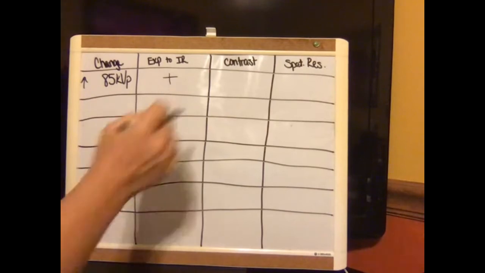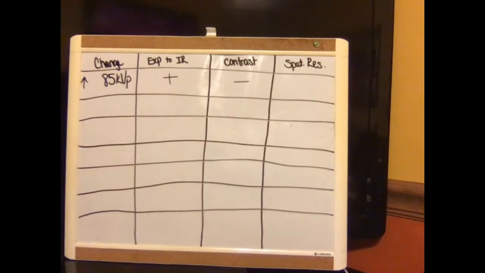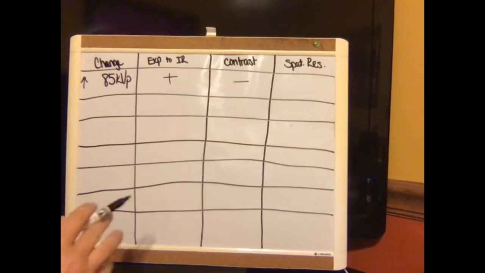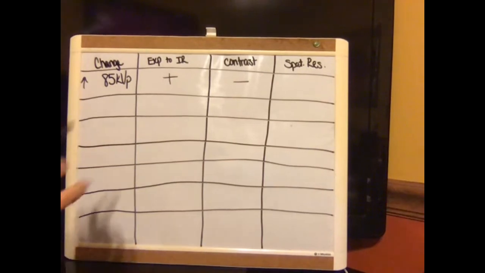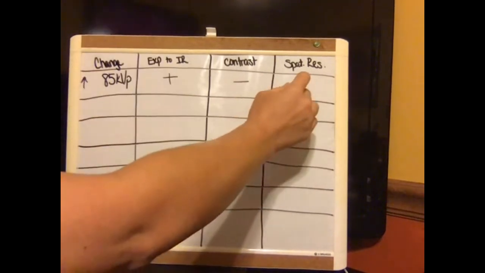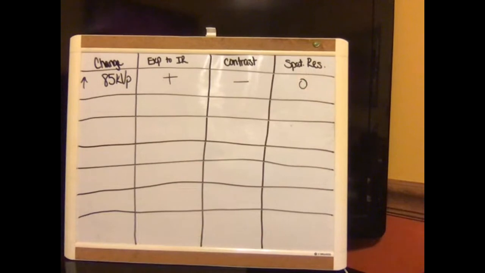We know that we're going to have a decrease to our contrast, because when we use a higher kVp, we get a lower scale of contrast. We get low contrast. That's long scale contrast with lots of grays. And as far as spatial resolution is concerned, we're not going to have a change. There's no change in spatial resolution. The only things that change spatial resolution are geometric things like your focal spot size, your OID, SID, those kind of things. If it's not a change in the geometry of the setup, it doesn't change spatial resolution. So put a 0 there.